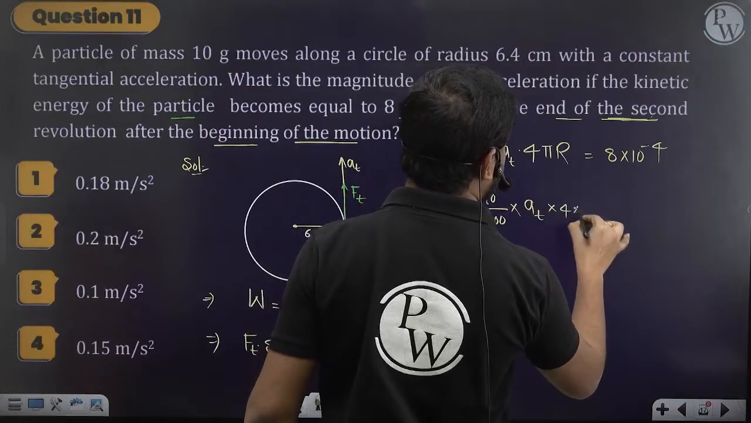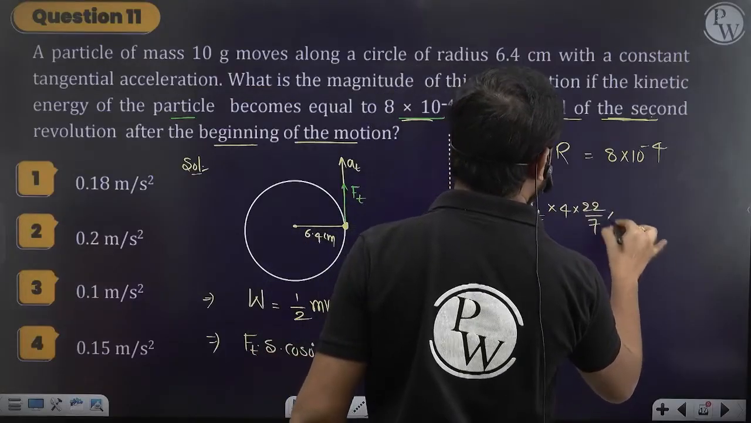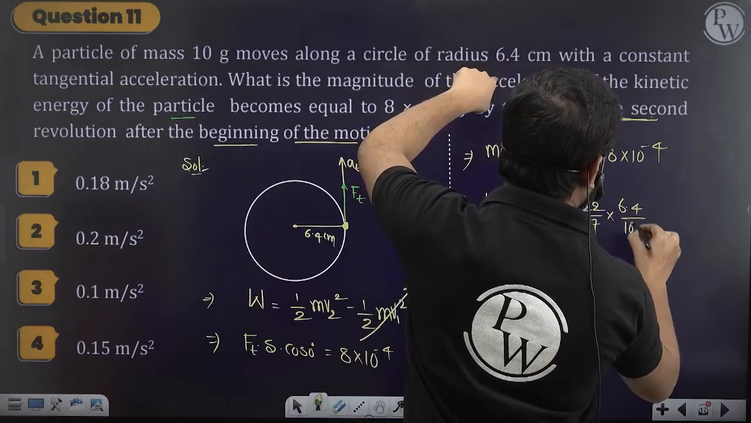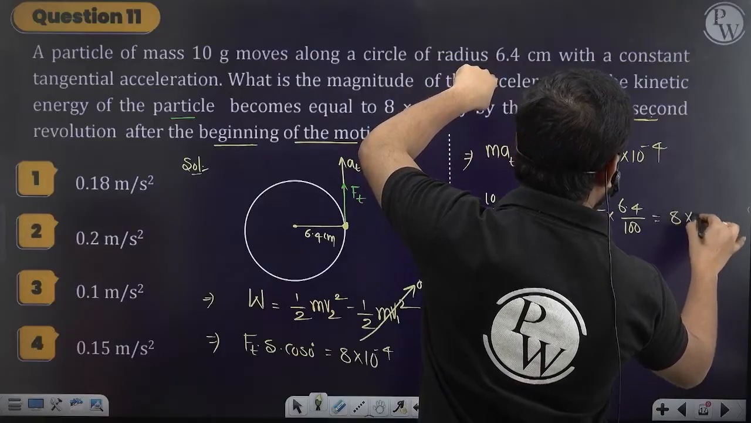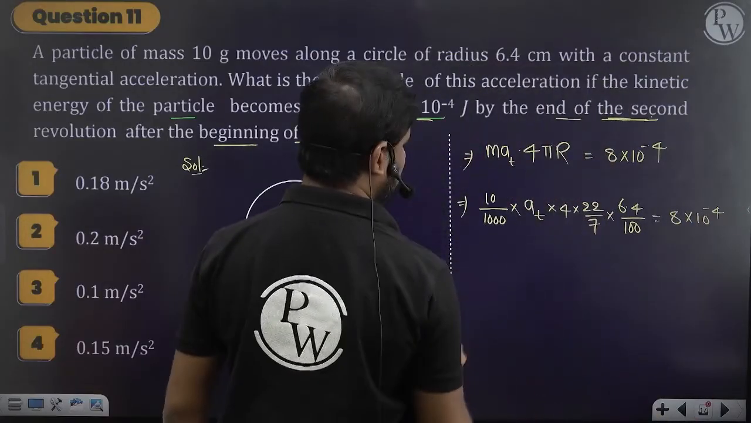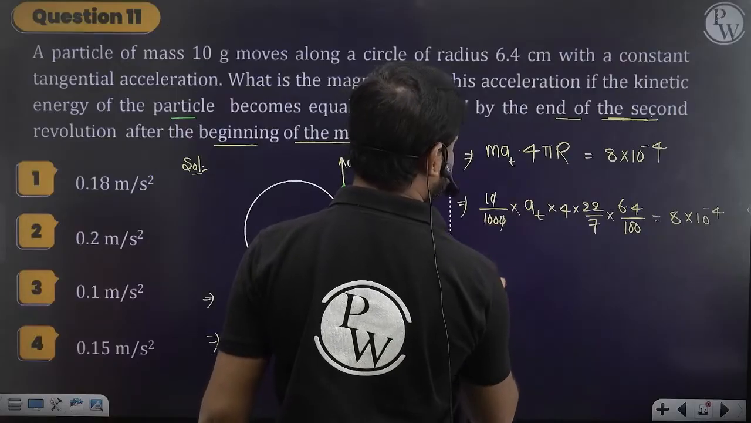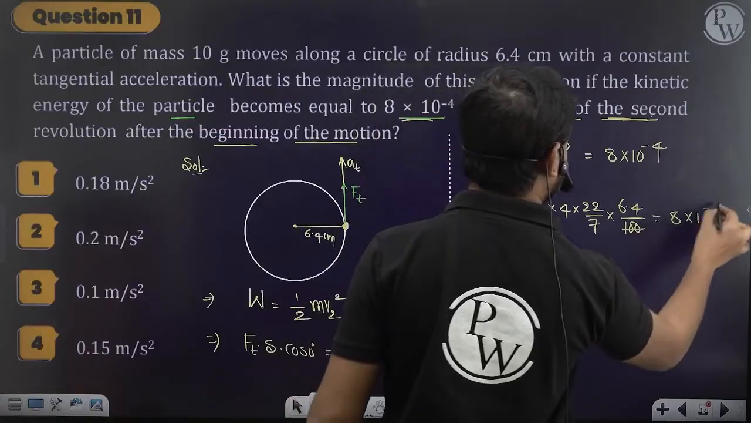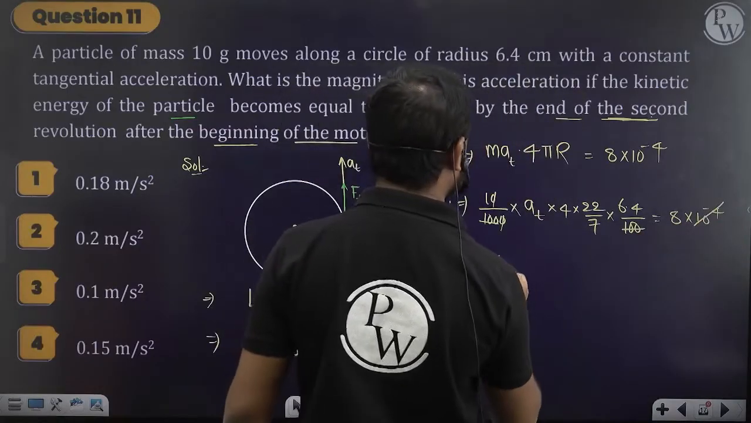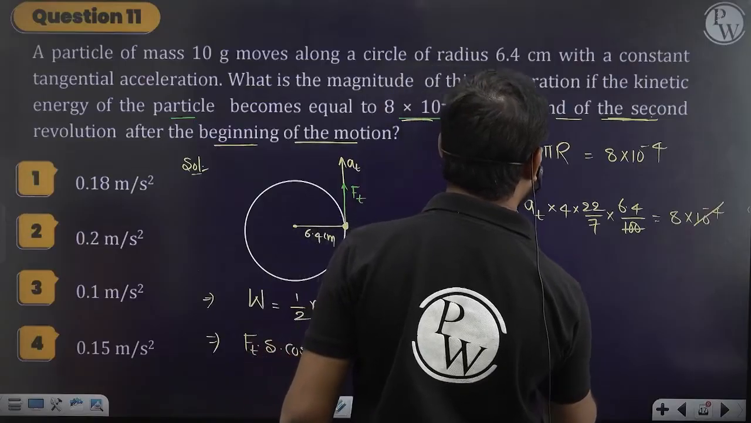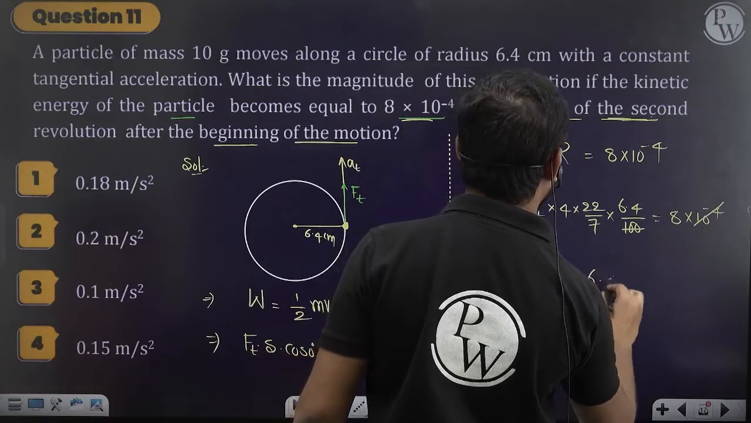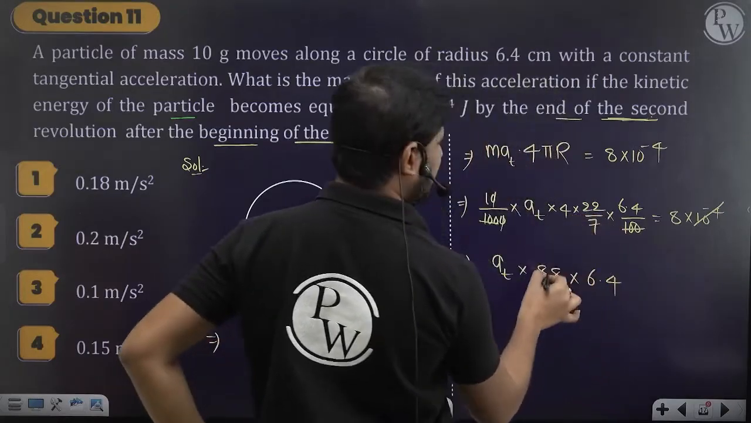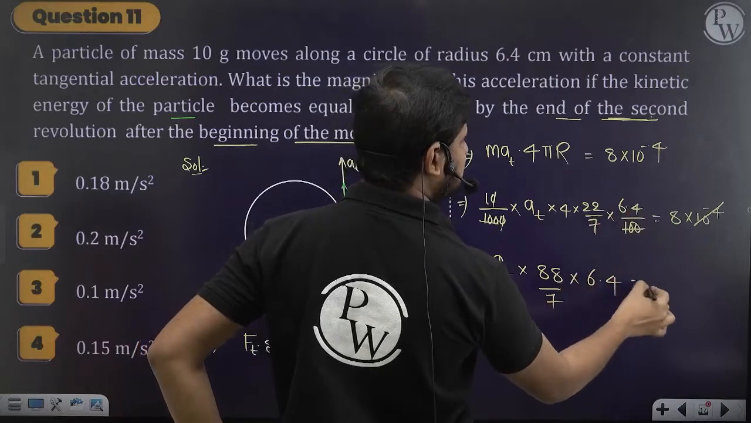So 4 pi value is 22 by 7 into the radius, which is 6.4 centimeters. So convert it to meters, 6.4 by 100, which is equal to 8 into 10 to the power minus 4. So now let's do the simple calculations here. In the denominator it is 10 to the power 4, so 10 to the power 4, 10 to the power minus 4 gets cancelled. So the 80 into 88 into 6.4 by 7 is equal to 22 into 4, 88 by 7 into 6.4 is equal to 8.